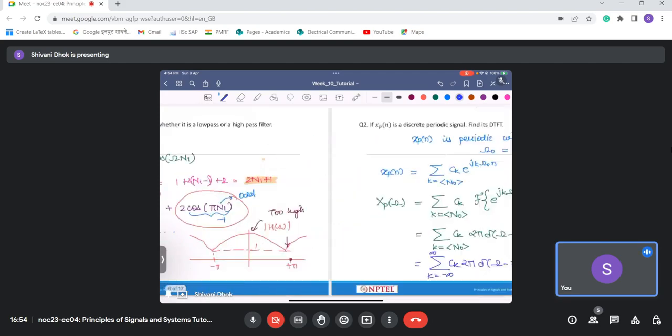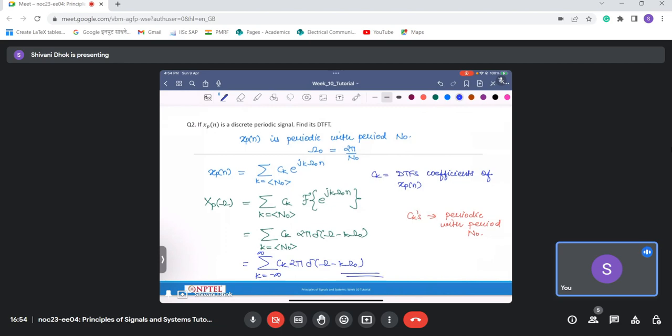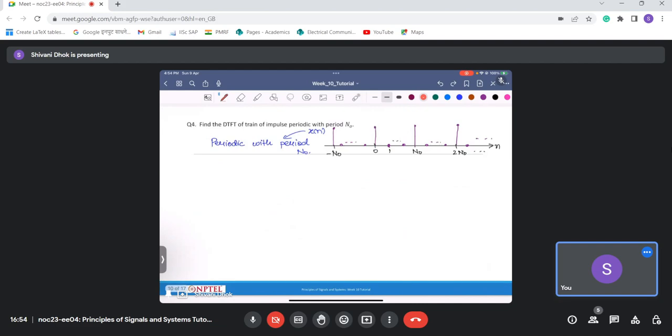If we look at our previous question that we did, we know that we can find the DTFT of any periodic signal using this formula, and the first thing that we need here is to find this ck, that is the Fourier series coefficients. So let's do that for this. Let's say ck is equal to 1 by n naught summation n over some interval of n naught x of n e power minus j k omega naught n, where this omega naught is equal to 2 pi by n naught.